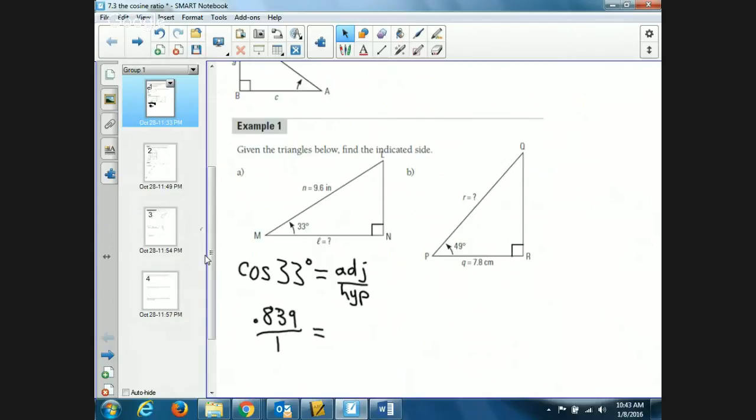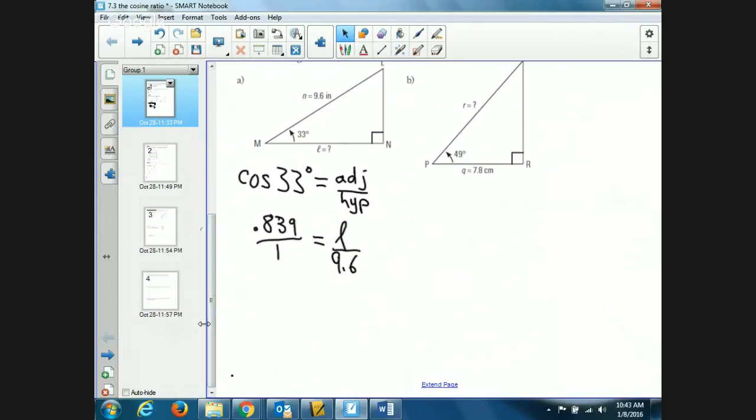On this particular triangle, the adjacent side is L. So there's an L here. 0.839, and 1 is like the hypotenuse, which is 9.6. Once you have that, you cross multiply, divide by the lower. You would solve for this particular triangle that the length of the side L is 8.1 inches.